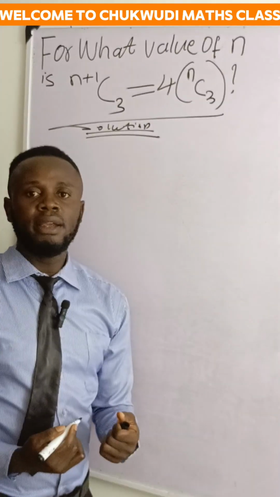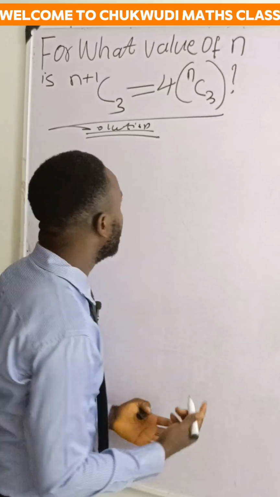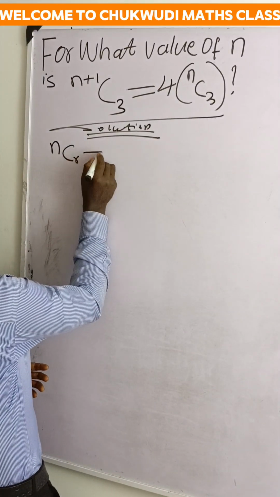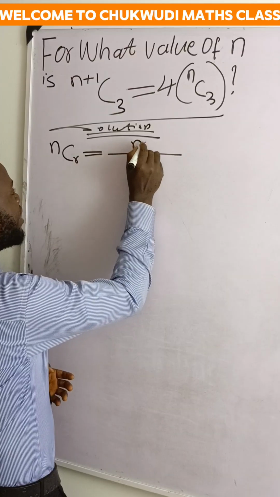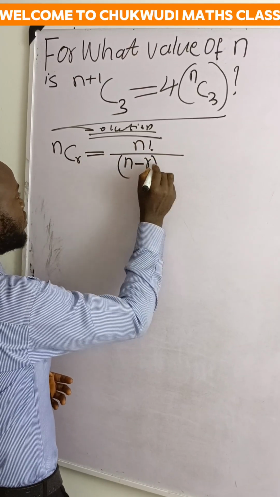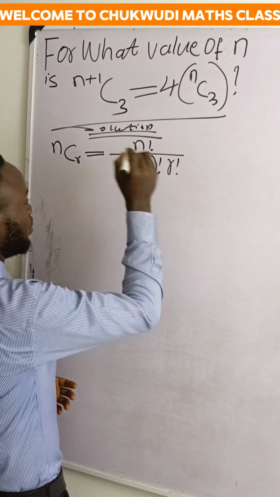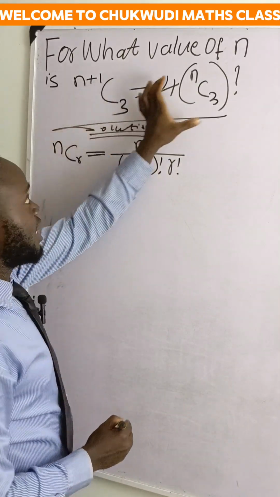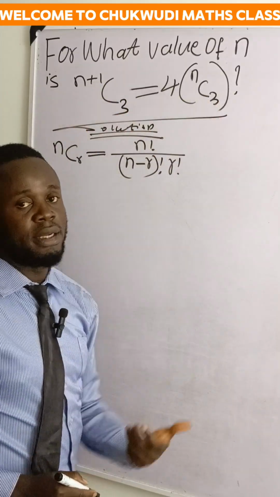We are going to apply the formula for combination. The formula we have: n combination r is equal to n factorial all over (n minus r) factorial times r factorial. Let's apply this formula here and here.